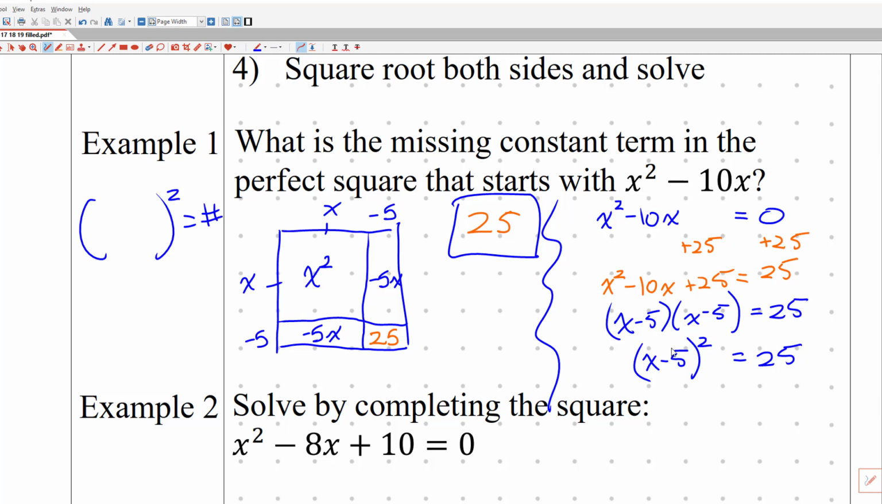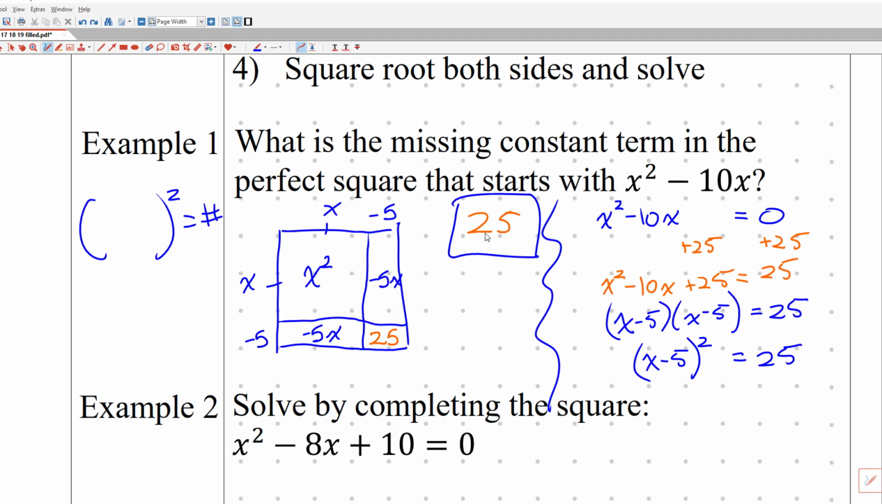That's the really big trick. I have some quantity squared is equal to a number, and now for the next step, step number 4, I can square root both sides and solve. So I can square root this and get rid of the square, and I have x minus 5 is equal to plus or minus 5 on the right hand side. But I'm not going to go that far because I want to show that in example 2. I just want to show you that we have officially used completing the square to solve this type of problem.